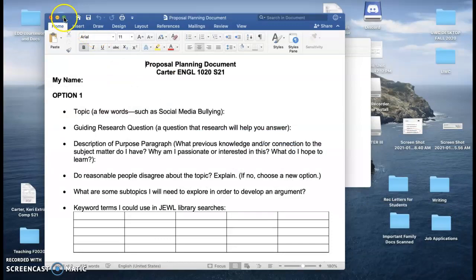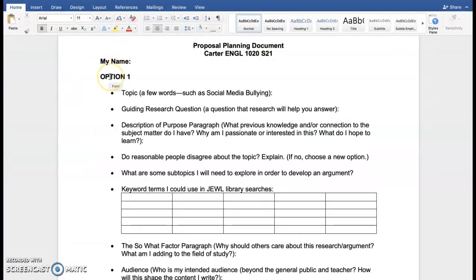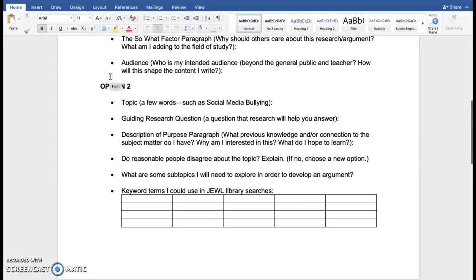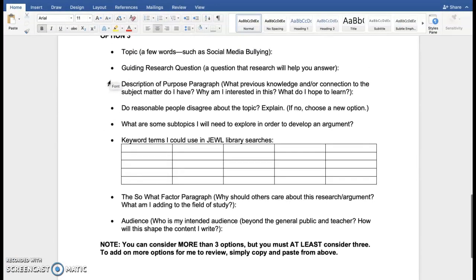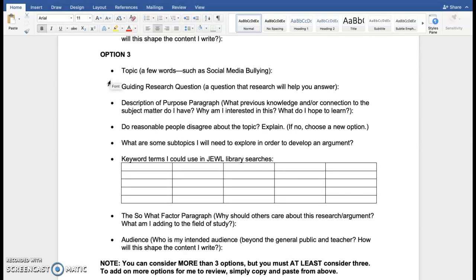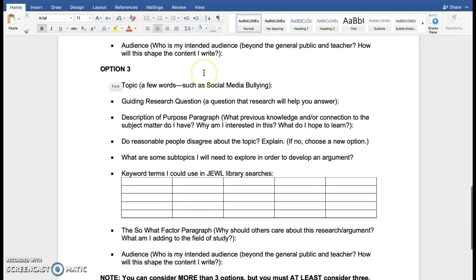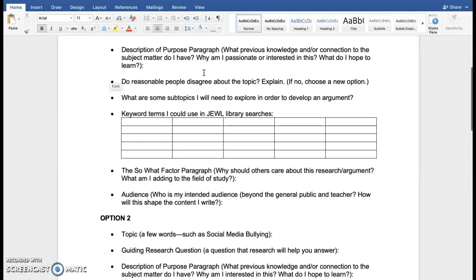So one thing that's going to help you do that is your proposal planning document. This is where I ask you to walk through several different options. I make you show me 3 potential options as you're thinking about what you're going to dive into, just because sometimes your first option is not the best option. And on top of that, this kind of forces you to think really narrowly.